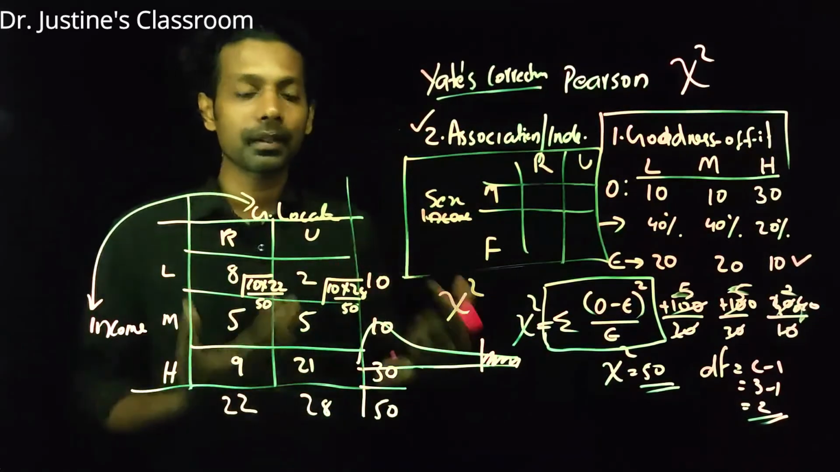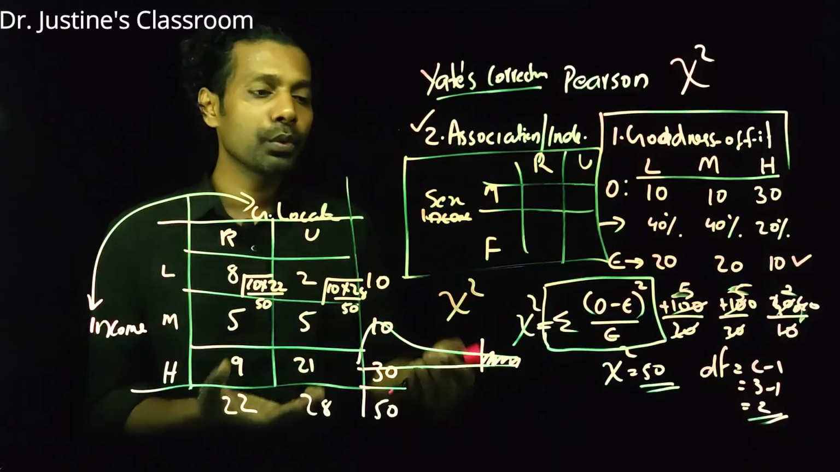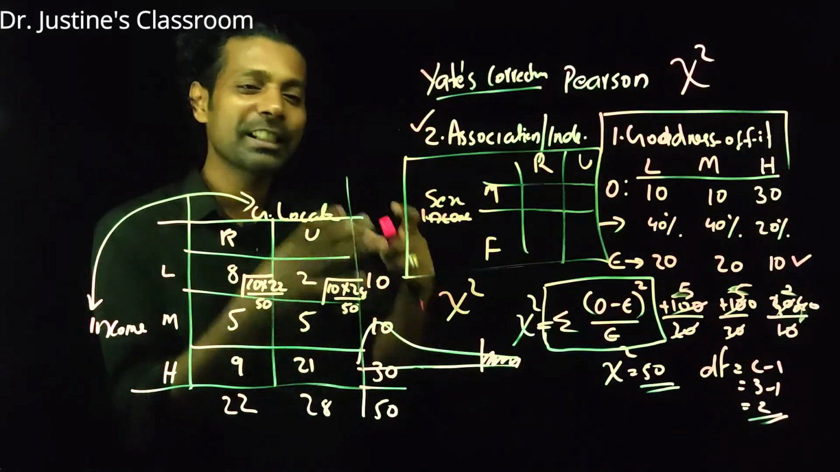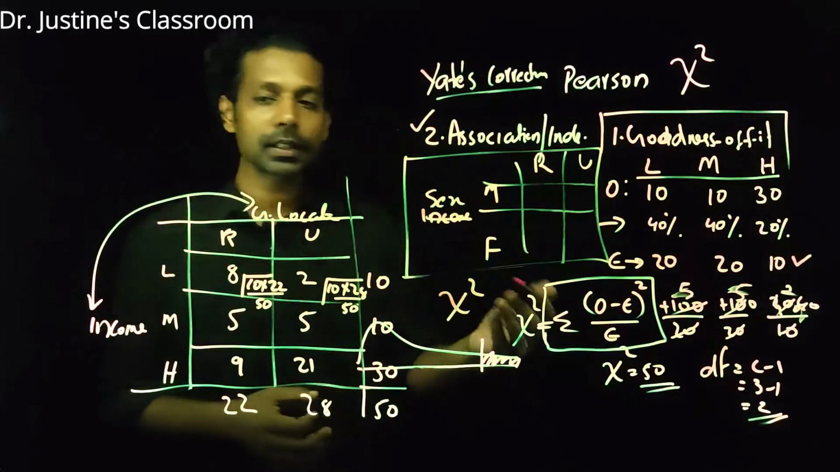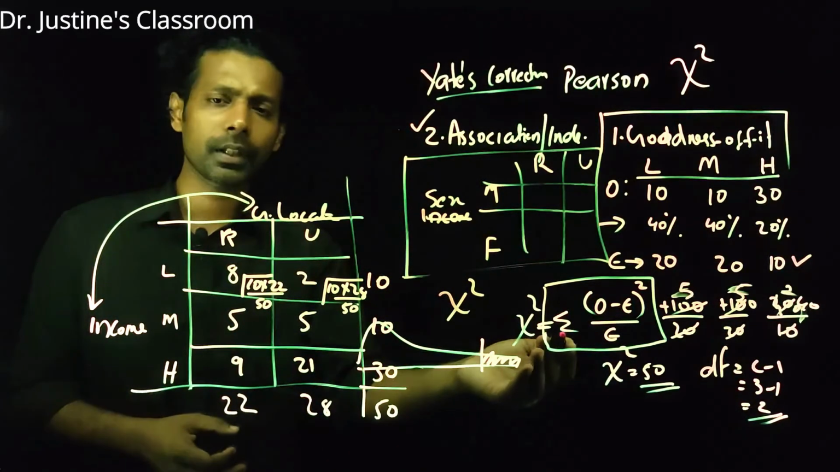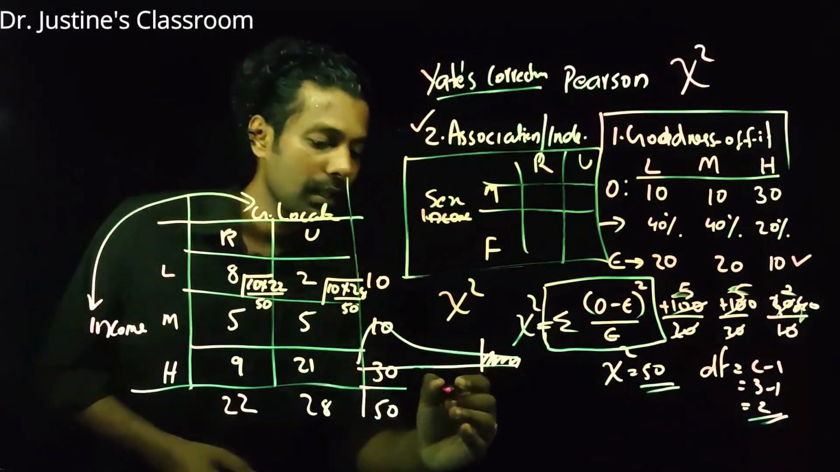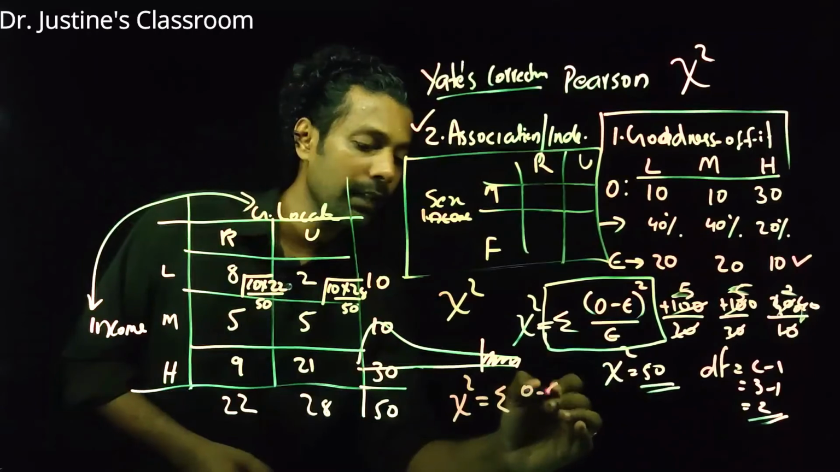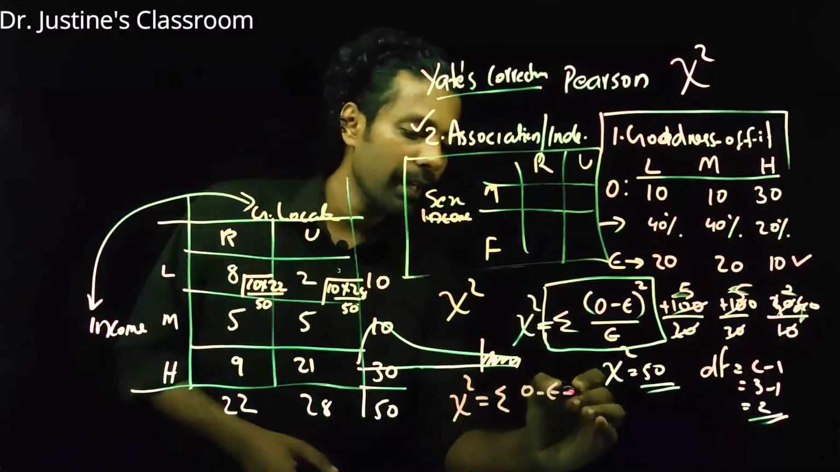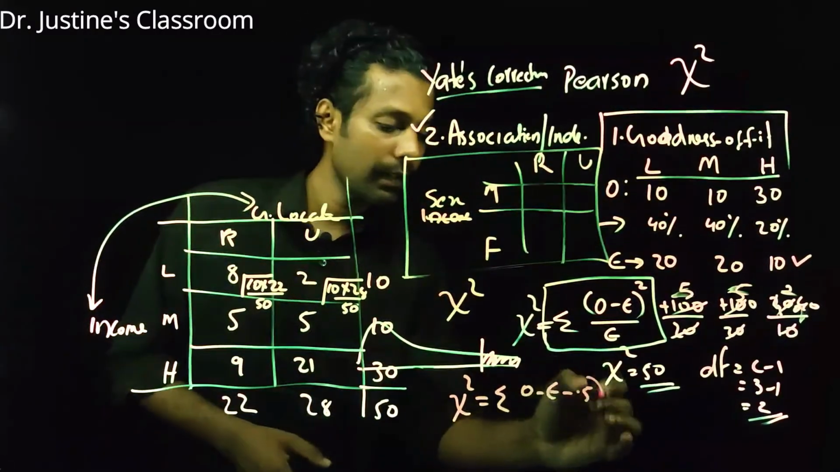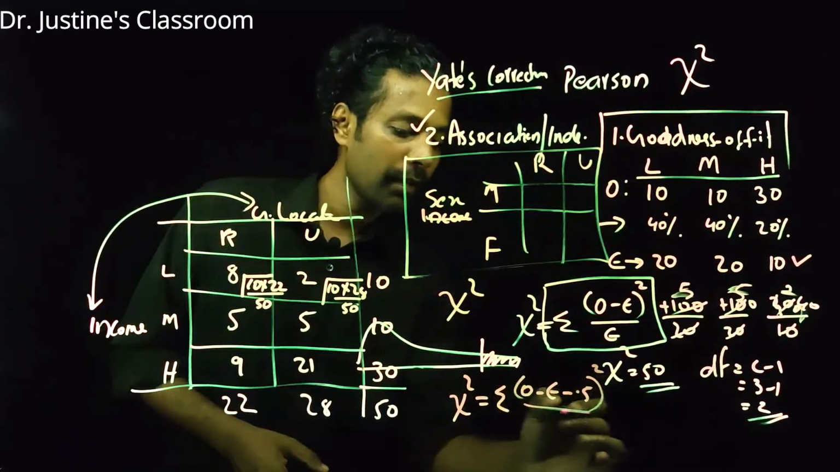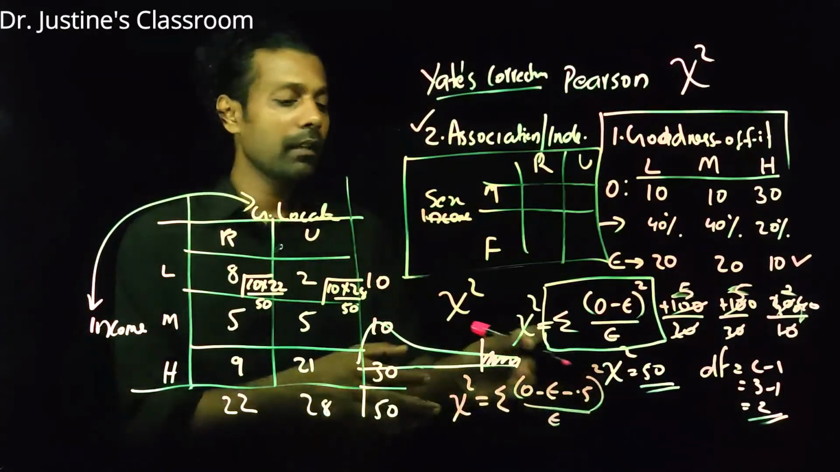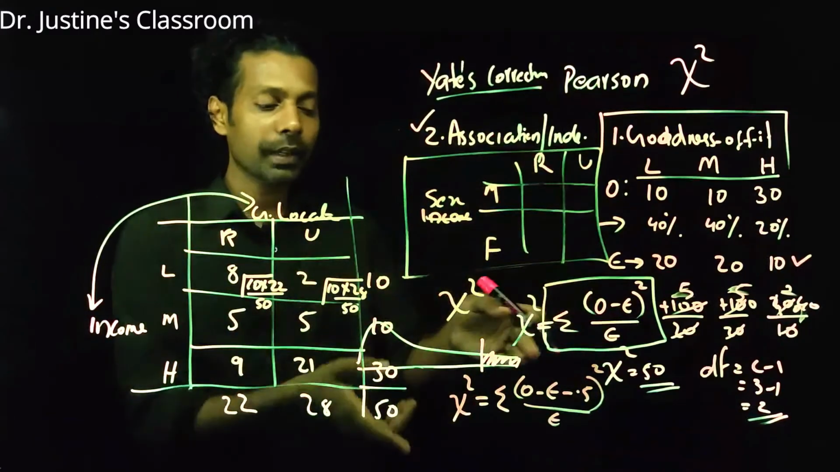So Yates proposed a method to make it more appropriate, to get slightly more rigid results. The equation is the usual chi-square equation itself, but with a small change. Chi-square is equal to the sum of (observation minus expectation, minus 0.5) squared, divided by E. So a small 0.5 is subtracted in each data, then squared and divided by E.